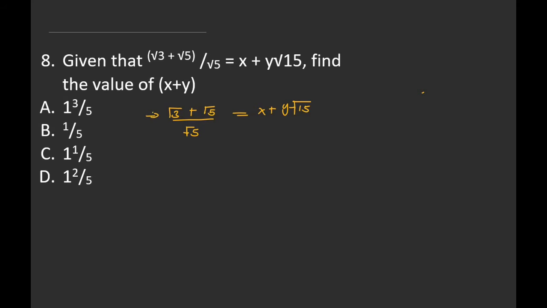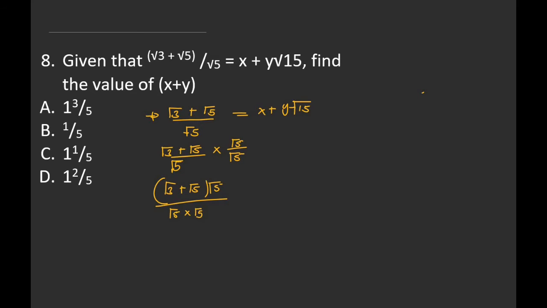To solve this surd, we try to eliminate the surd from the denominator. That would mean to multiply this by root 5 over root 5. Now let's solve this to see. This will now be root of 3 plus root of 5, all multiplied by root of 5 and divided by root of 5 times root of 5.